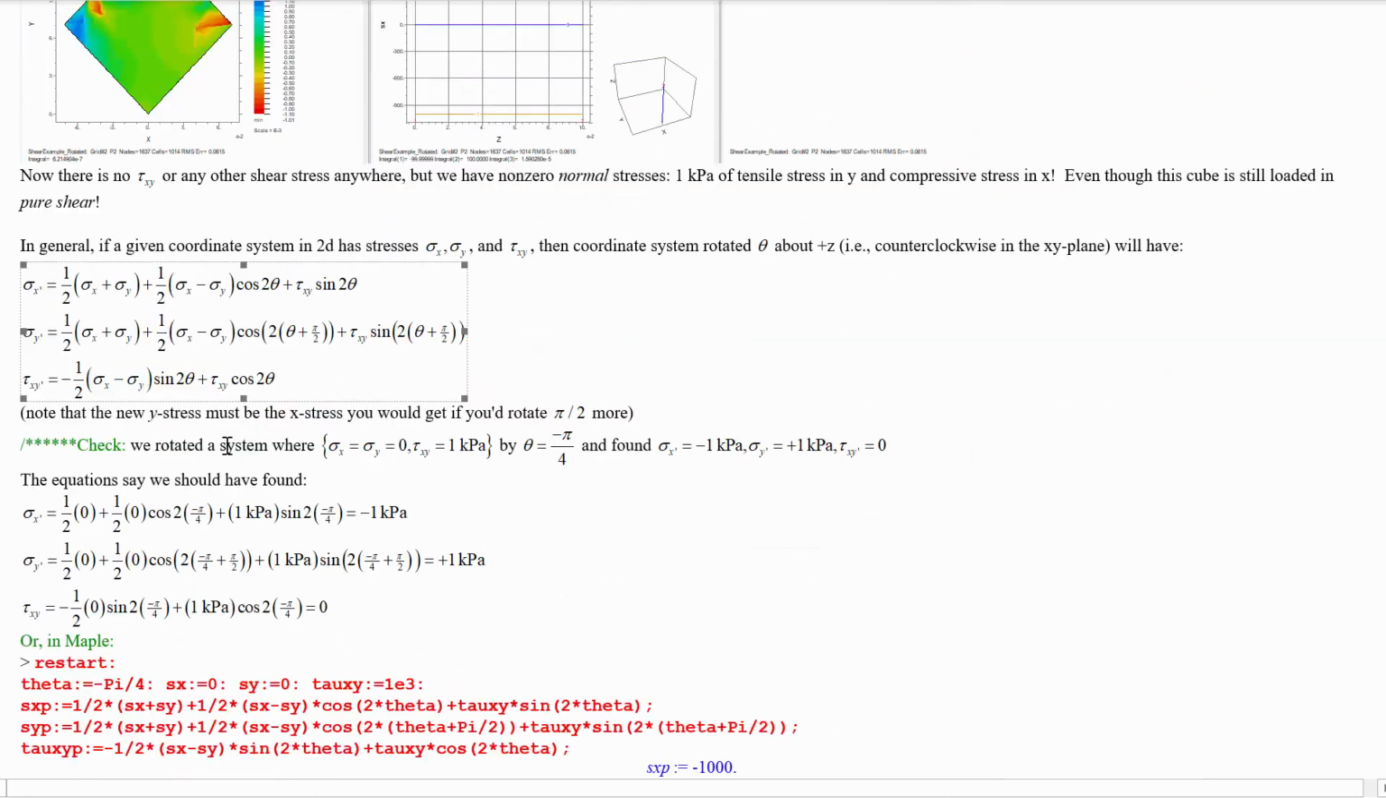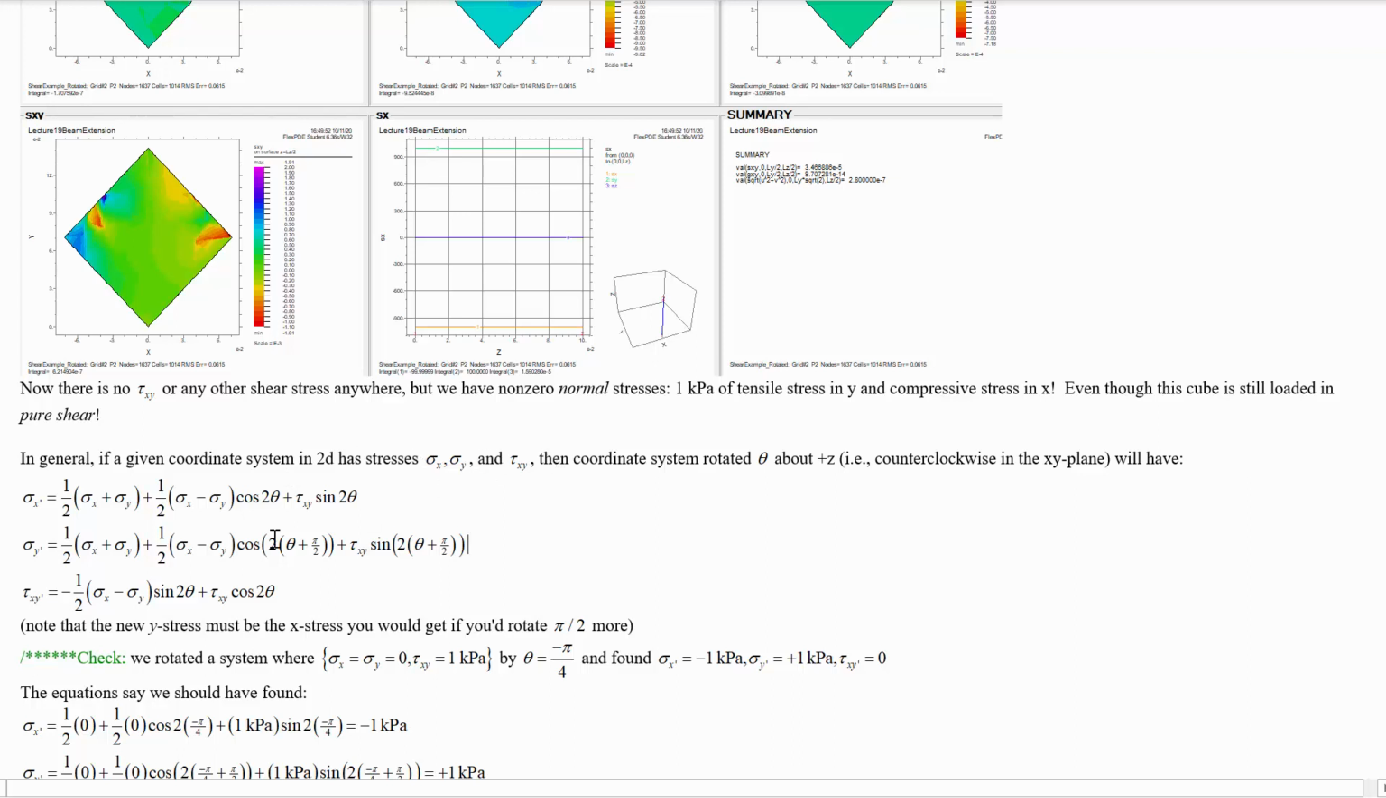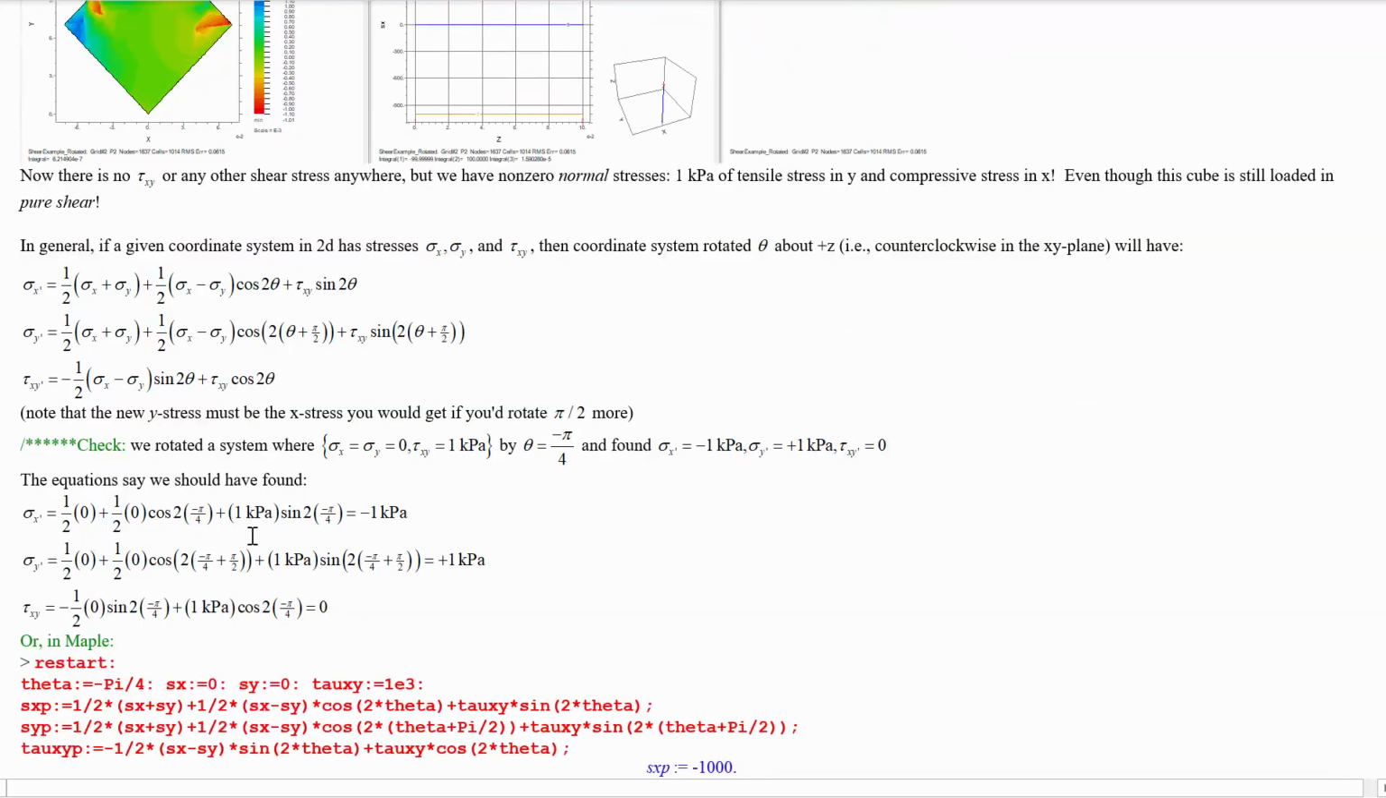What you do is you put in the original stresses as the parameters of this set of equations, and then you put in the angle theta that you're going to rotate the reference frame by, and then this tells you what the new stresses will be. So we can check for the one that we put in. We had originally sigma x and sigma y as 0, and a shear stress of 1 kilopascal. Then we rotated it by theta equal to negative pi by 4, and we found this: 1 kilopascal compressive in X, 1 kilopascal tensile in Y, and no shear stress.